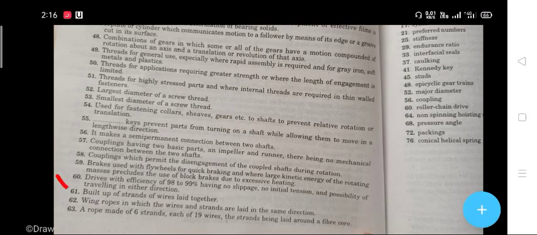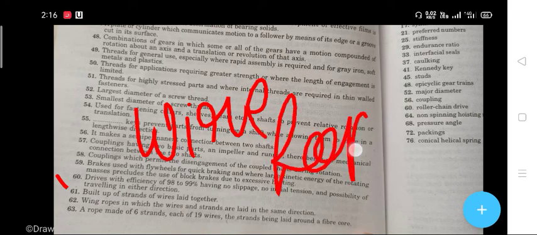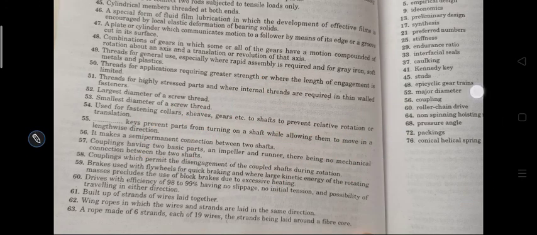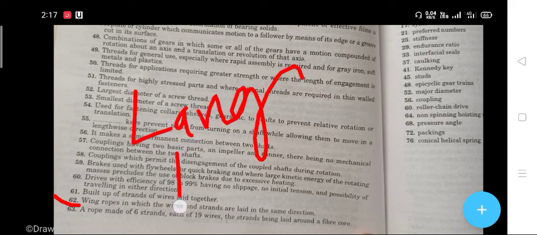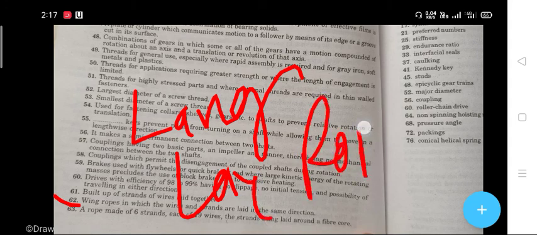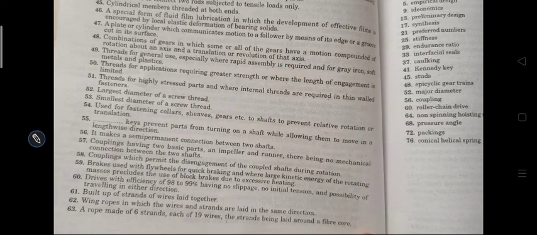non-spinning hoisting rope. Next question, question number 61. Built up of strands of wire laid together. The right answer is wire rope. Next question, question number 62. Ropes in which the wires and strands are laid in the same direction. The right answer is lang lay rope.